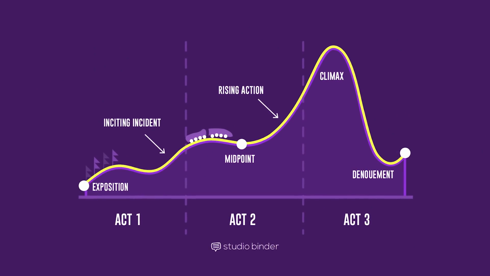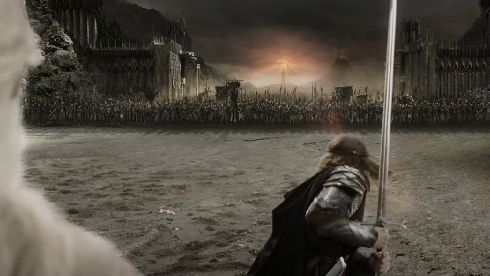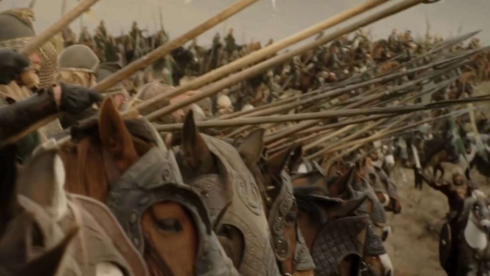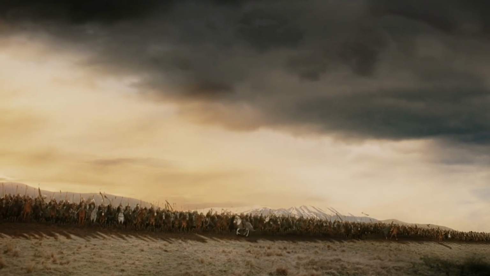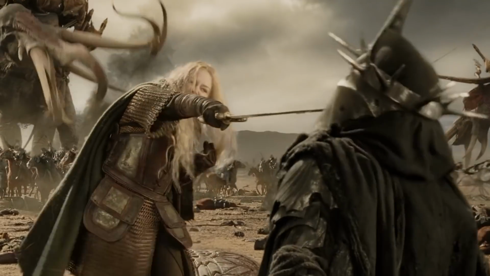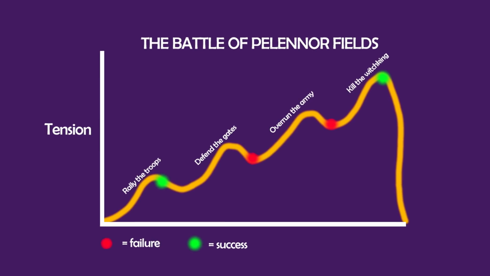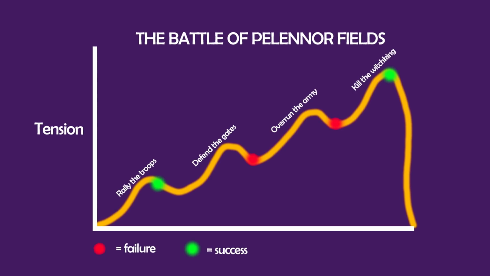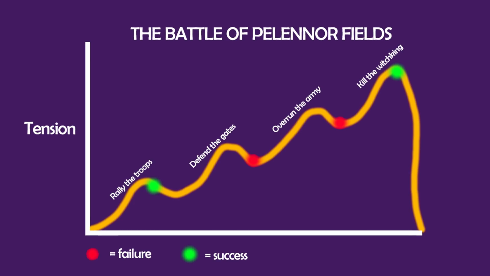Three escalations in the 3-act structure works for that reason, but this does present a problem for long fight scenes or battle scenes. What you'll find is that those like the Battle of Pelennor Fields and the Return of the King are composed of numerous small objectives: rally the troops, defend the gates, overrun the army, kill the Witch King, allowing multiple escalations and de-escalations as they achieve or fail in their objectives, extending the fight scene while maintaining a cohesive structure that isn't exhausting, just constantly and repetitively ramping up the stakes.